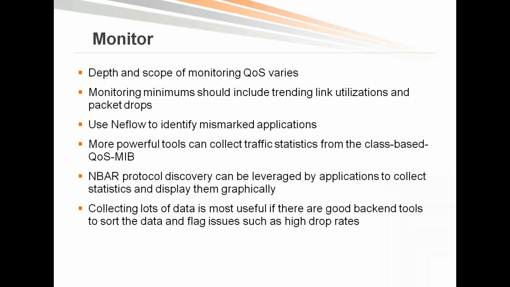So we use NetFlow to identify mismarked applications. It generally gives us a 5-tuple, provides us some pretty good information, and allows us to send it out to collectors to provide a nice GUI view of the overall applications in the network. We have class-based QoS MIB and port MIBs that give us statistics based on QoS statistics on the platforms that can also be transported out to individual collectors. And then NBAR protocol discovery coupled with flexible NetFlow is a very interesting tool that can allow us to troubleshoot and monitor the network as traffic flows through.